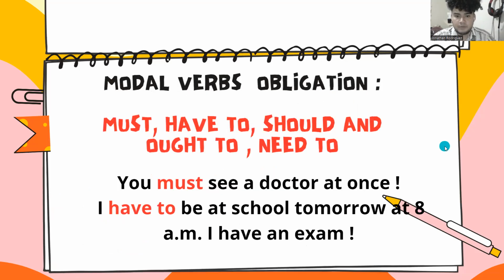Now we're going to move on. We have modal verbs of obligation. We have must, have to, should, ought to, and need to. We have different examples here. You must see the doctor at once. We use must. I have to be at school tomorrow at 8 a.m. I have an exam, right? So we use have to. If we want to write in a negative way, we need to add only not. For example, you mustn't see a doctor at once, right?